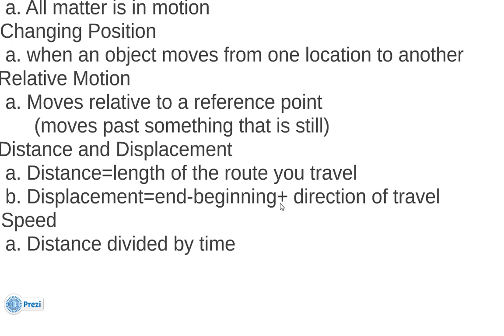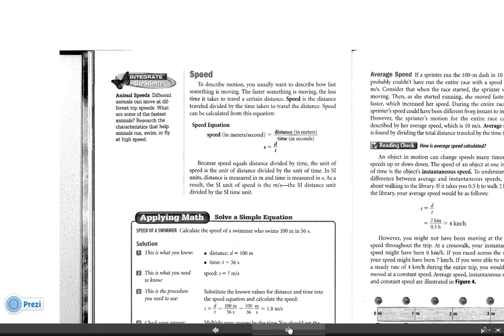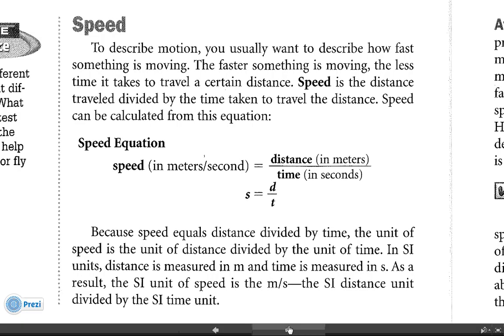It's kind of hard to put into words without having to write a whole lot down, but let's do speed, which you've written down, I'm sure, but you got to read about it because I'm going to ask you a question. Speed. To describe motion, you usually want to describe how fast something is moving. The faster something is moving, the less time it takes to travel a certain distance. Speed is the distance traveled divided by the time taken to travel the distance. Speed can be calculated from this equation. Speed in meters per second equals the distance in meters divided by the time in seconds. Speed equals distance divided by time.